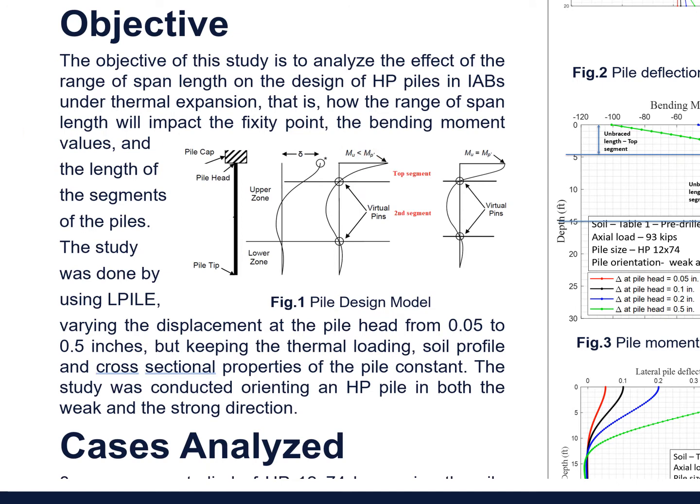To analyze the effect of different pile head displacement using LPile software, 8 cases were studied by varying the pile head displacement ranging from 0.05 inches to 0.5 inches, keeping the thermal loading, soil profile around the pile, and cross-sectional properties of pile constant. By doing so, larger pile head displacement occurs due to the larger span length, in contrast with smaller pile head displacement due to the short span bridge. And major pile designing criteria were analyzed in both strong and weak axis pile orientation.